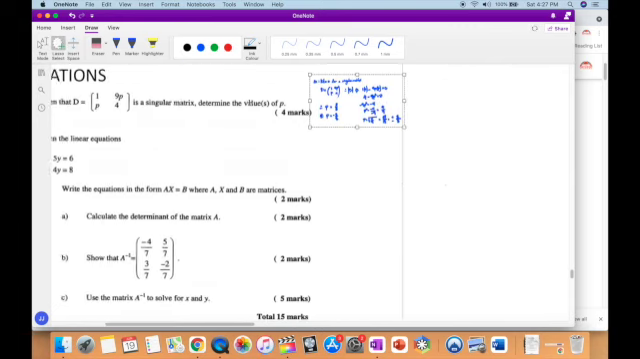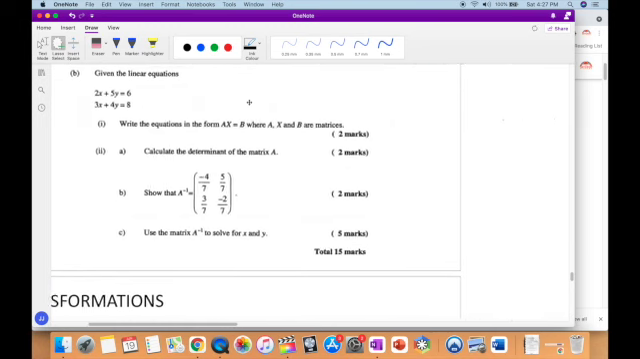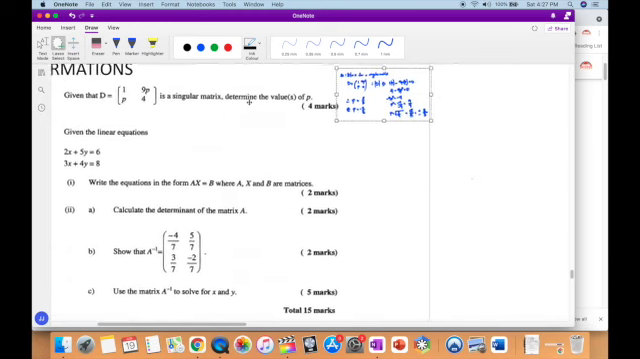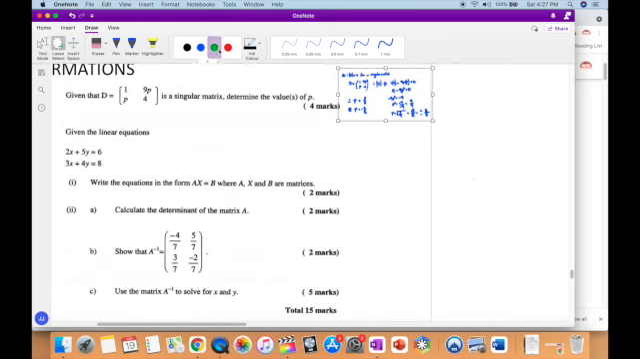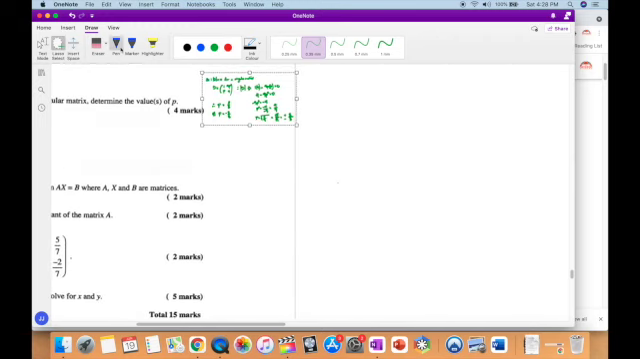So let's look at this other one. We're given simultaneous equations here. Write the equations in the form... Well, first of all, let me just write down the simultaneous equations real quick. 2x plus 5y is equal to 6.